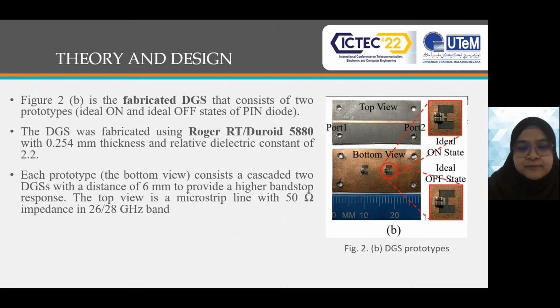Each prototype, the bottom view, consists of cascaded 2 DGS with the distance of 6 mm to provide a higher bandstop response. The top view is the microstrip line with the 50 ohm impedance in the 26-28 GHz band.